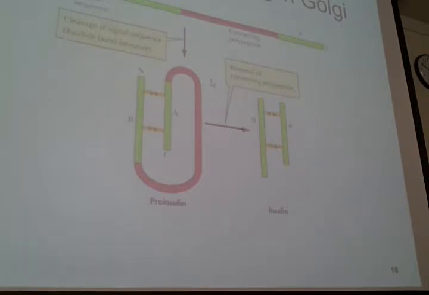Some proteins are initially made in a larger, usually inactive form. Insulin is the example I have before you here. Insulin is initially made as a much longer protein called pre-proinsulin, which is the initial product that comes off the ribosome.